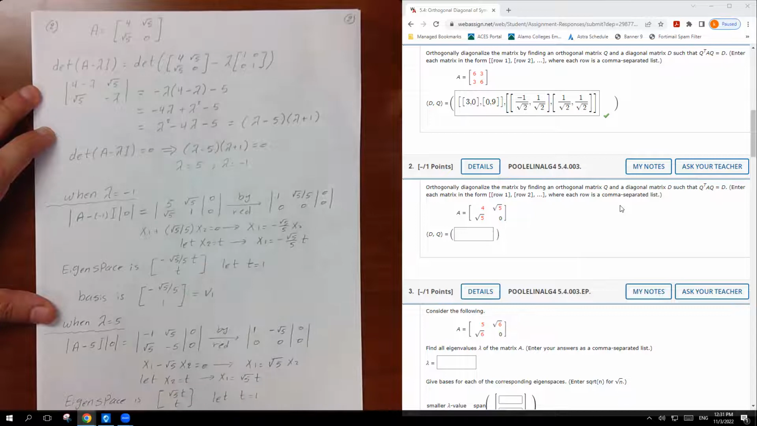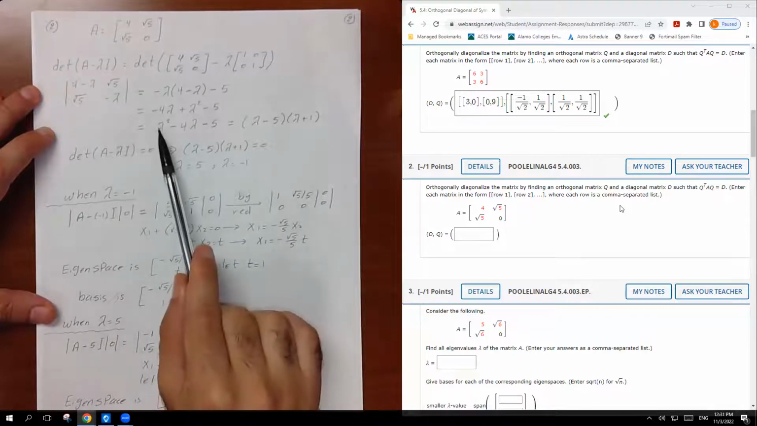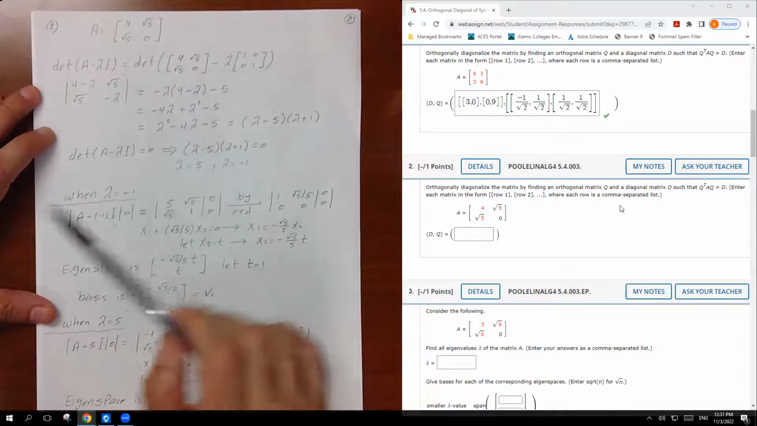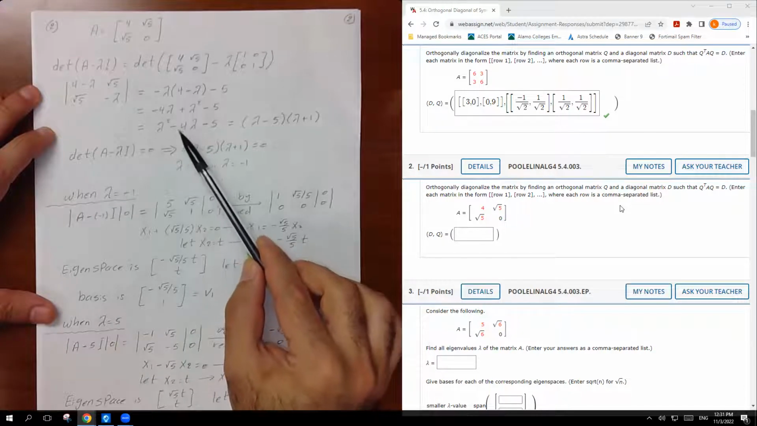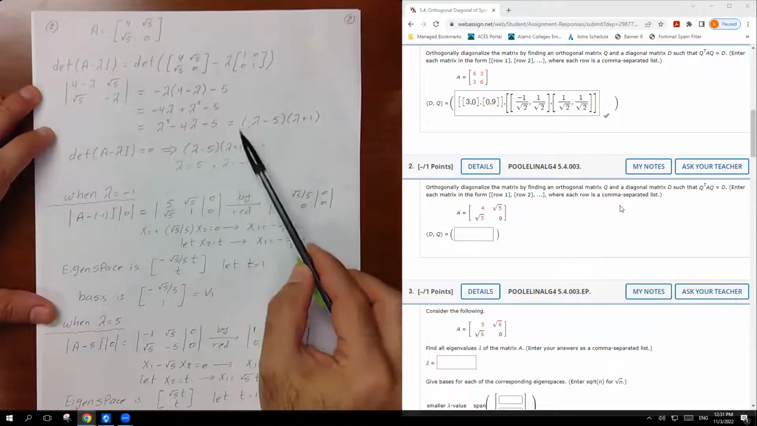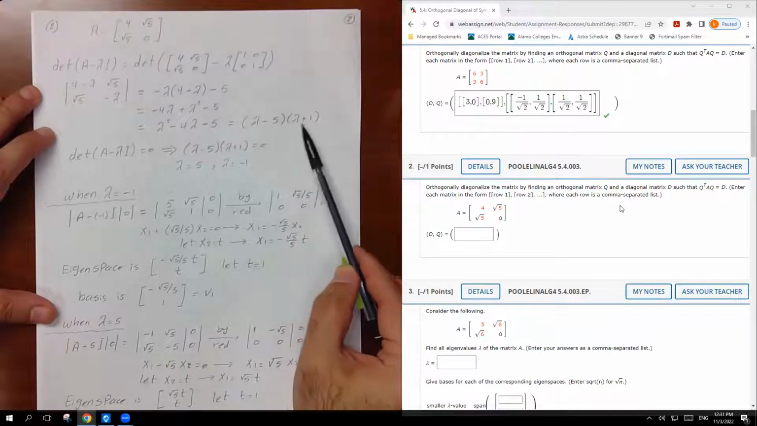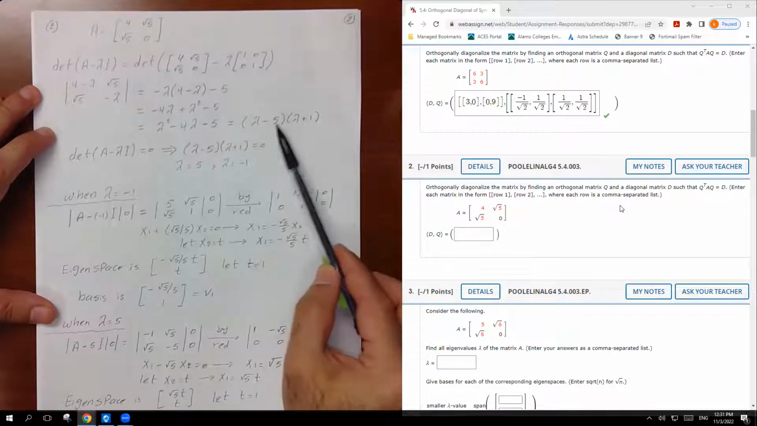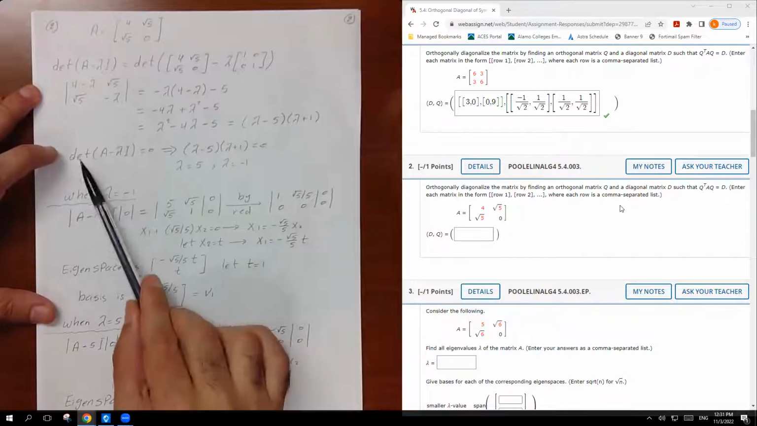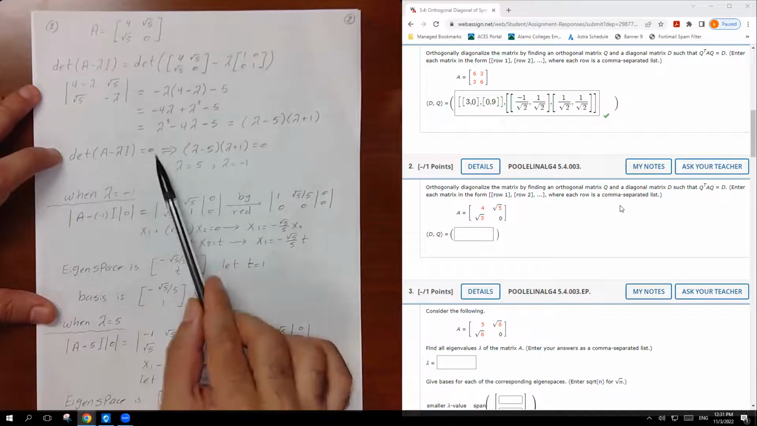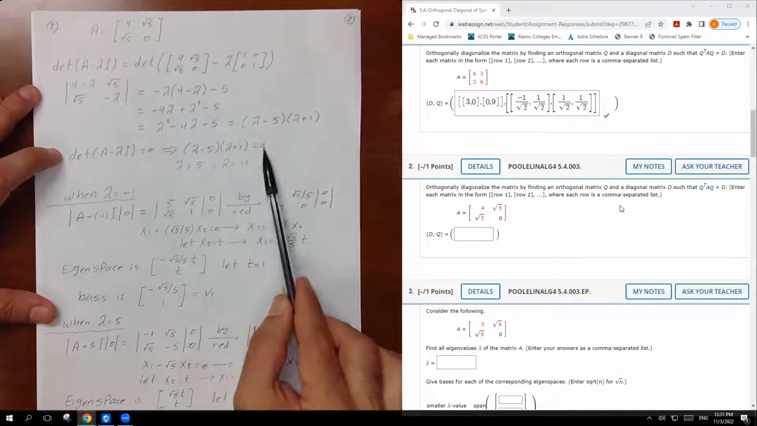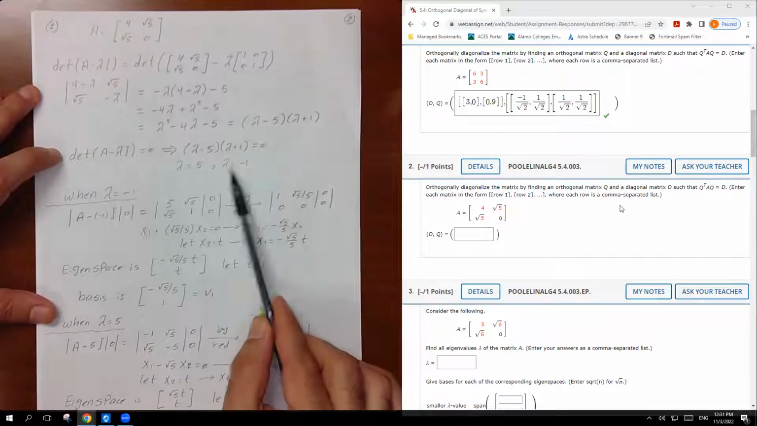Then we're just going to write down from the highest term to the lowest one. So lambda squared minus 4 lambda minus 5 equals 0. Factor this one: (lambda minus 5)(lambda plus 1). Yes. Now the determinant of A minus lambda I equals 0. That means these two parentheses equal 0. So lambda equals 5 and lambda equals negative 1.